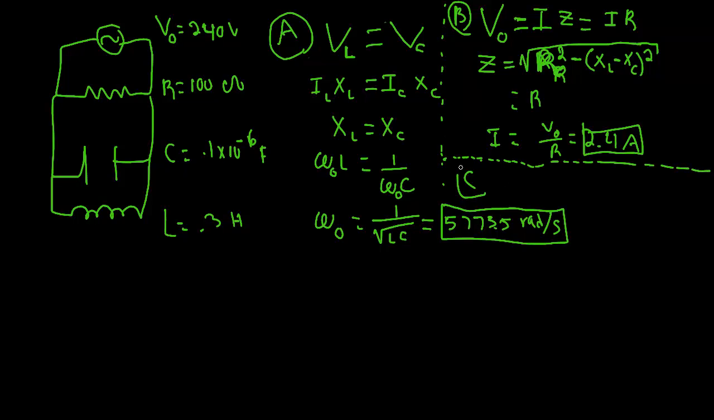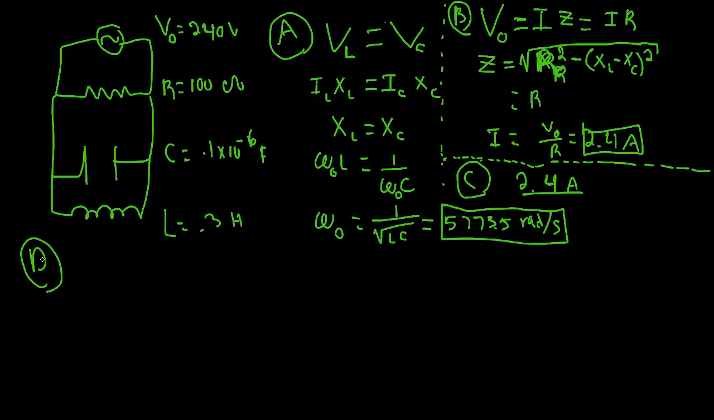Part C asks us to find the maximum current in the resistor at resonance. And so the maximum current through the resistor, you'll see we can use the same exact equation. The maximum voltage is equal to I times R. And so therefore, for part C, we're just going to get the same thing. 240 divided by 100, 2.4 amperes.